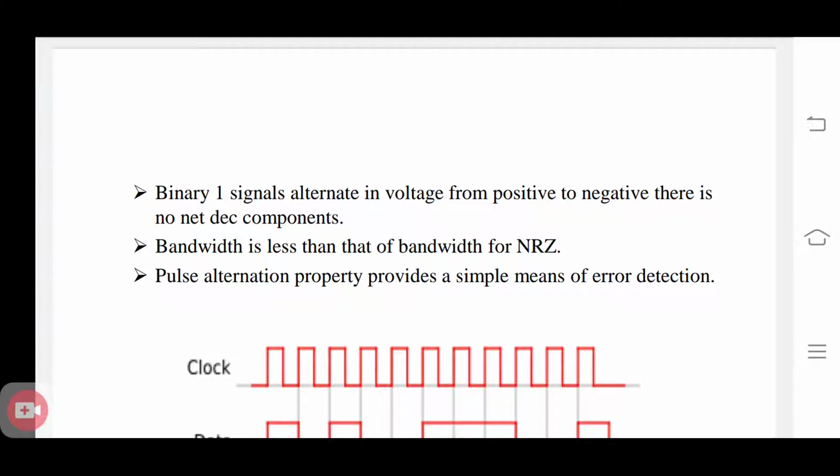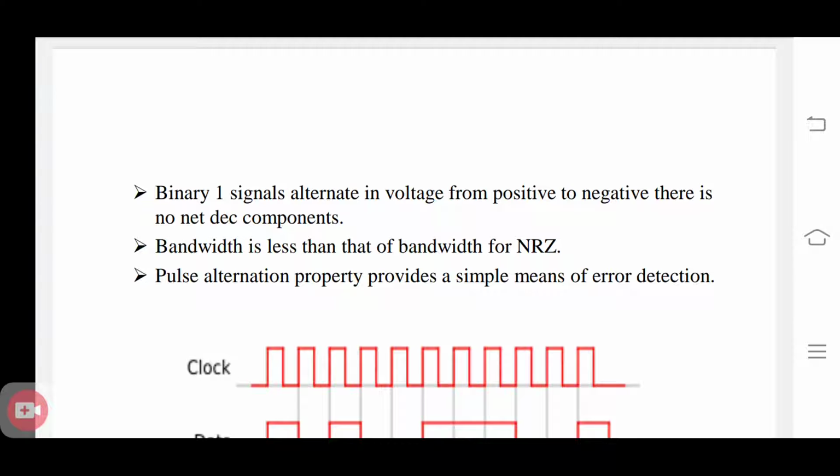Here the pulse alternation property provides a better error detection mechanism in the case of multi-level binary compared to NRZ. So actually we have multiple advantages of this bipolar AMI over NRZ. The first one is synchronization, and we have better error detection. Also the bandwidth is less, and we have no net DC component in bipolar AMI. So these are the main four advantages of bipolar AMI over NRZ.